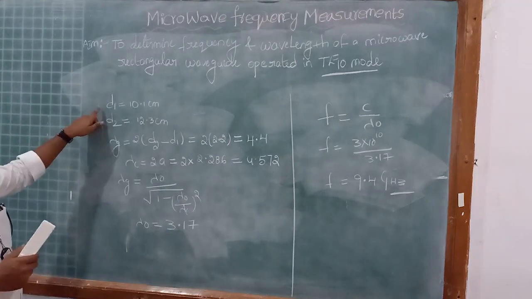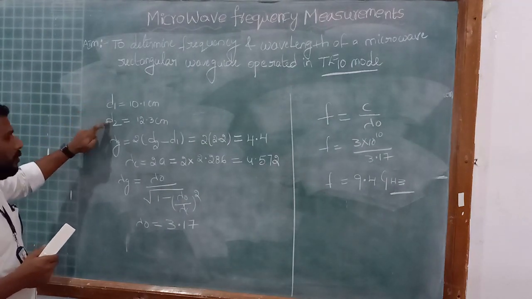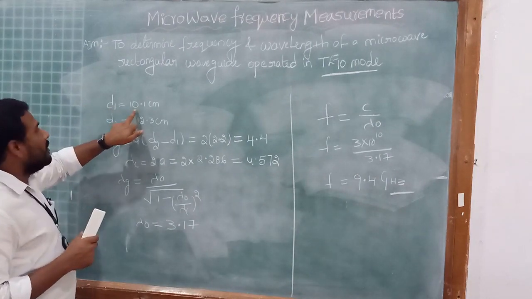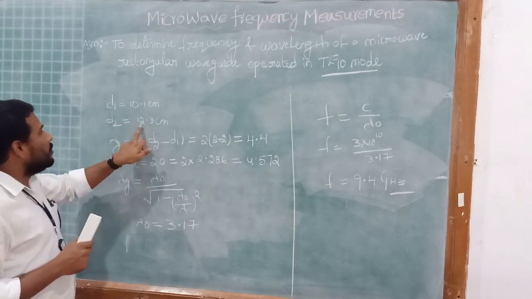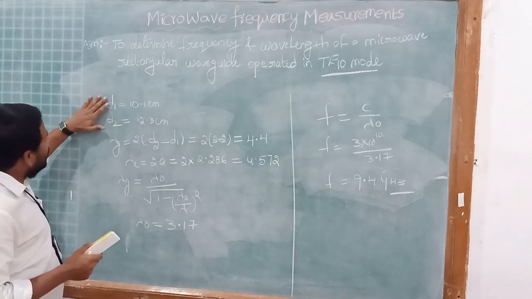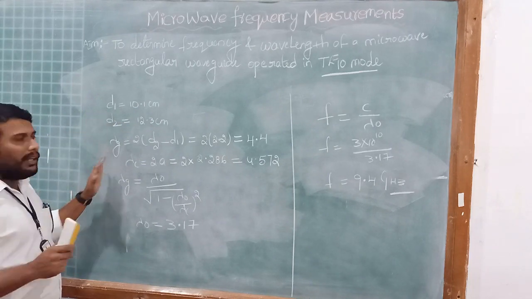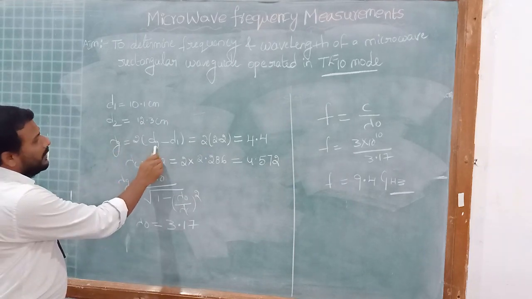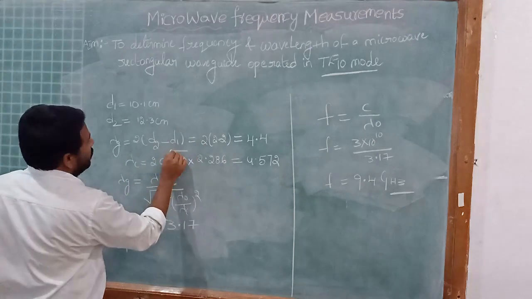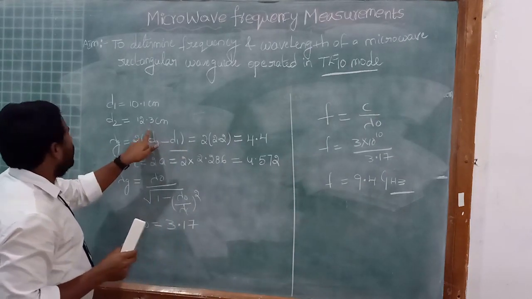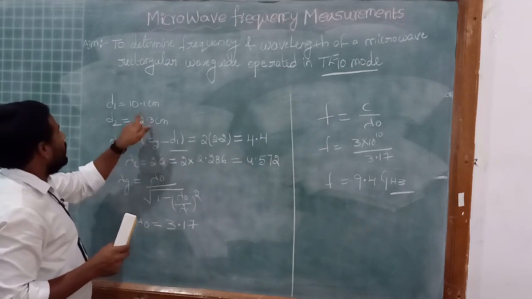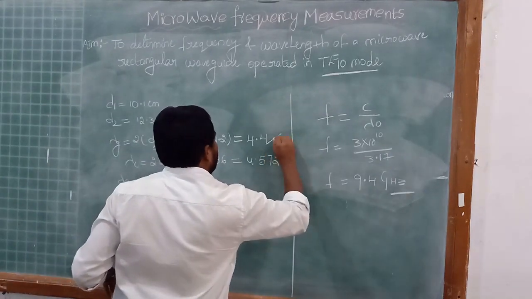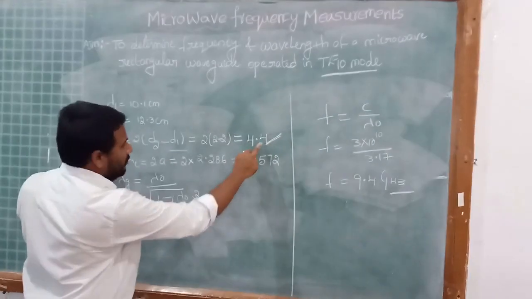But now just see, initially we have to find the distance values D1 and D2 by moving the slotted section. By performing that, the D1 value is 10.1 centimeters and the D2 value is 12.3 centimeters. By knowing D1 and D2, we can find the guided wavelength. The formula is lambda g equals 2 into (D2 minus D1). Substituting the values, 2 into (12.3 minus 10.1), the guided wavelength is 4.4.